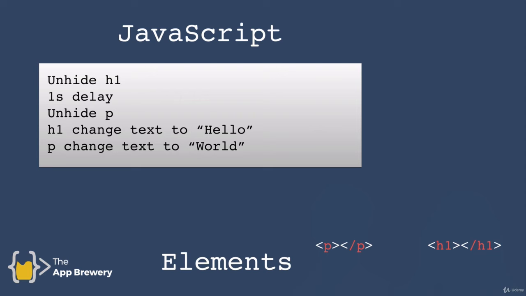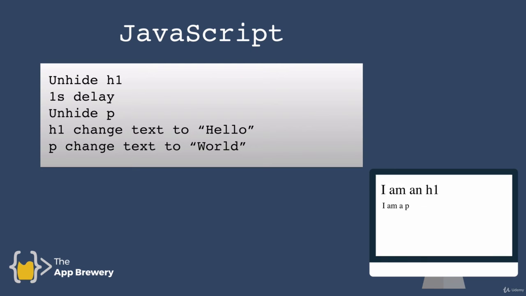First, unhide H1, then after 1 second delay, unhide the paragraph tag. Then the H1 should change its text to the word hello, and the paragraph tag should change its text to the word world. So let's give that a go. There we go. So in this case, we're using our JavaScript to tell our players or our elements what it should do. And this is how scripting languages work.